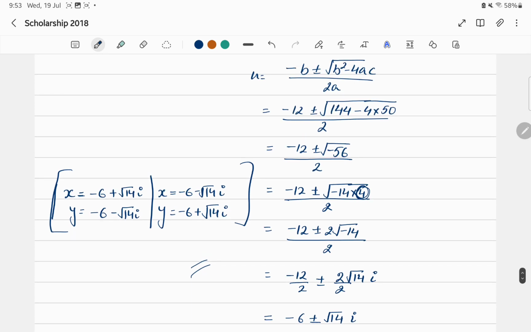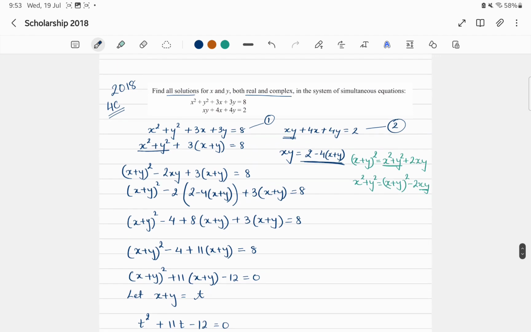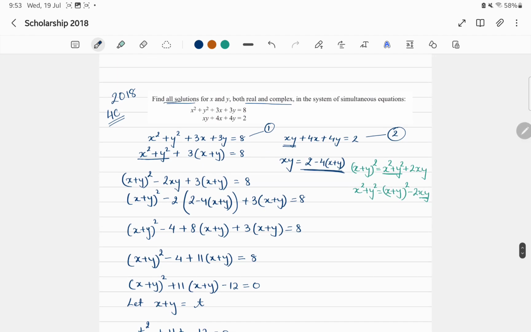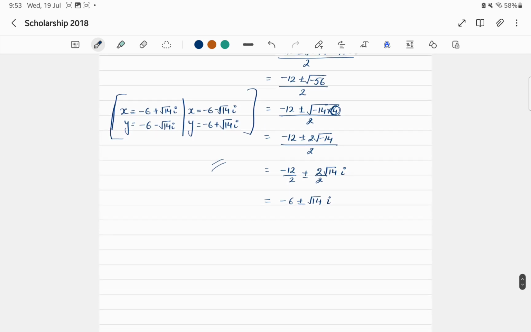Cool, that was a very interesting question. Here it says find all solutions of x and y, and because the highest power was squared, I would expect two solutions of each, and there are possibly real and complex solutions both. So, yeah, I hope this makes sense. Cool. Have a good day.